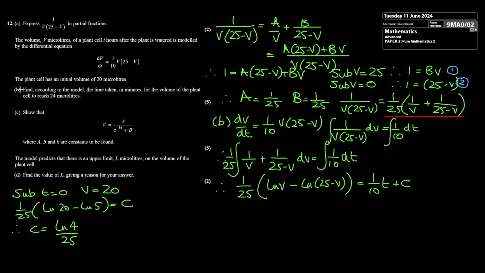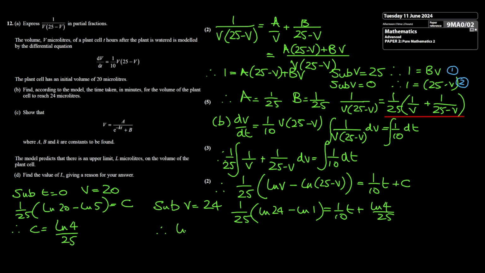So to fully answer part B, we've now got to substitute that V is equal to 24, and we need to solve for t. And I get 1 over 25 ln 24 minus ln 1 is equal to a 10th t plus our value here, ln 4 over 25. Ln 24 minus ln 1 is simply ln 24. So this is ln 24 over 25, and that equals a 10th t plus ln 4 over 25.